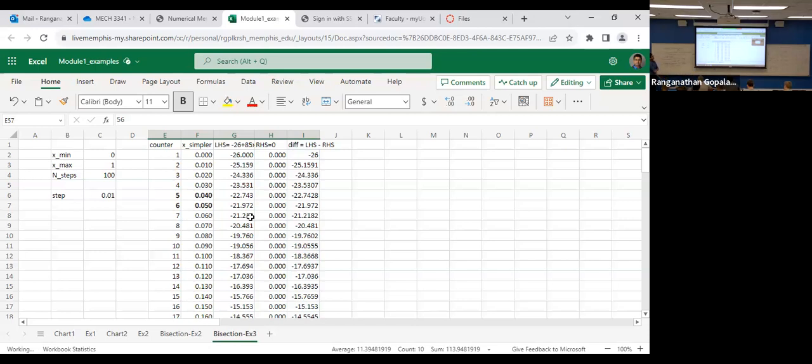You can go to the class Canvas page. I can upload this. I have already uploaded this. I can take that as a starting point. Next lecture, we'll do this in MATLAB.